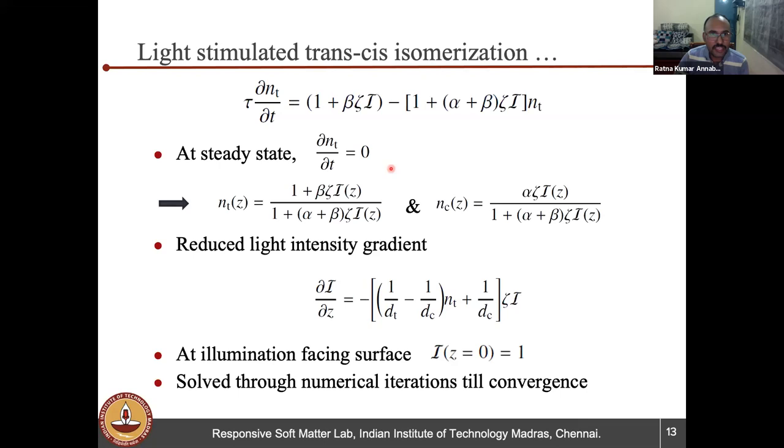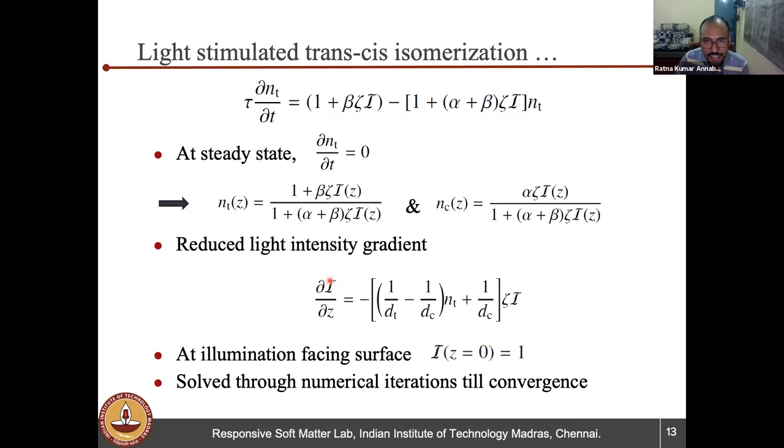So this is the transformation rate. And if you evaluate what happens at steady state, that means at steady state, this term goes to zero. Then one would be able to calculate the trans molecule concentration and cis molecule concentration at any position through the thickness. And using that information, you will be able to solve this equation and identify the through-thickness intensity variation.